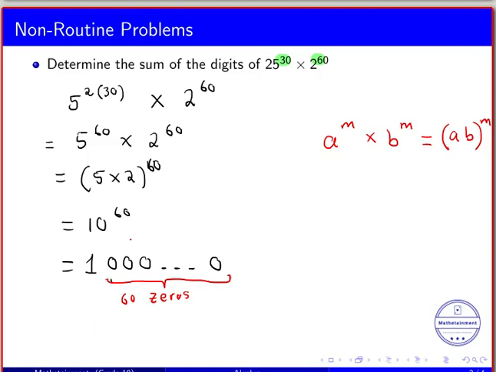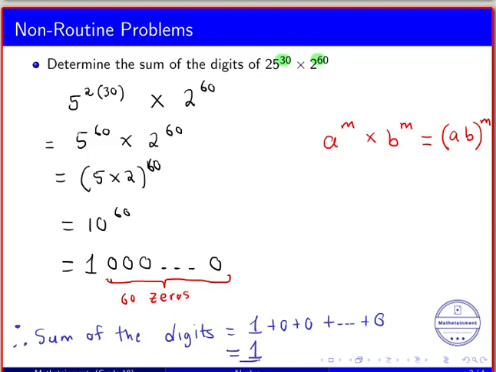But the question says we want to find the sum of the digits here. So therefore, the sum of the digits of this quantity is actually 1 plus 0 plus 0 plus up to the 60th 0. So it means it's 1 plus 60 zeros. That remains 1. This is the answer. The sum of digits here is 1.